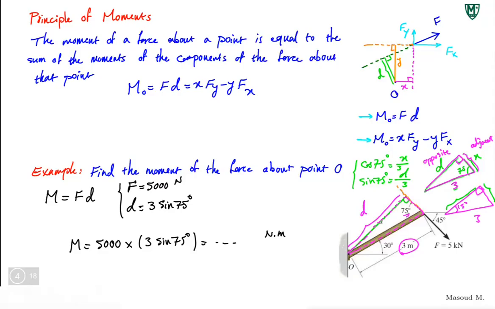Now, let's use principle of moments. Let's call this approach 1. Let's use principle of moments, and instead of finding D that we did here, let's decompose F into X and Y components and find the moment based using that. Right? Here's what I'm trying to say. Let's say approach 2.